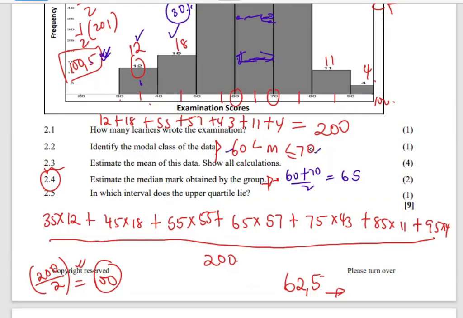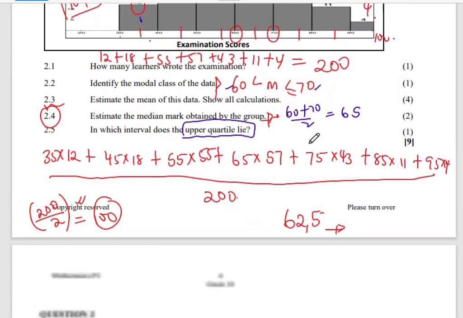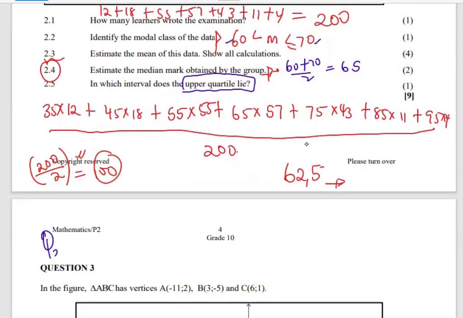And then in which interval does the upper quartile lie? So the upper quartile is just the same as Q3. So Q3, for us to get the position, is going to be 3 over 4 into n plus 1. Okay, so what is 3/4 of 200? We can just start from there. 3/4 of 200 is going to give me 150. But then if I add a 1, it becomes 150,75. Okay, so this is the position.